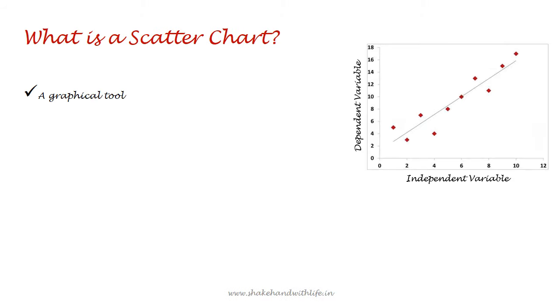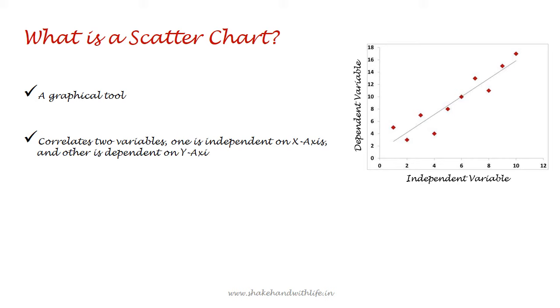What is a scatter chart? Scatter chart is a graphical tool. It correlates two variables. One is independent on x-axis and other is dependent on y-axis. It is a dot plot corresponding to independent versus dependent variable.